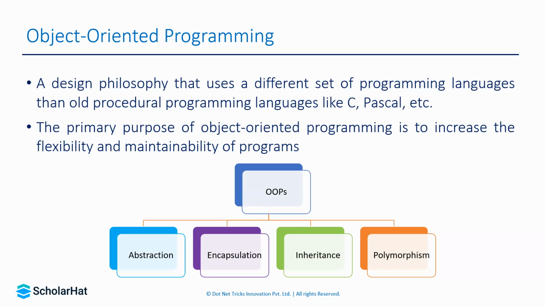When it comes to object-oriented programming, you will find the concept in C++, C Sharp, Java, and other programming languages as well. We have four pillars of OOPs. The four pillars are abstraction, encapsulation, inheritance, and polymorphism.